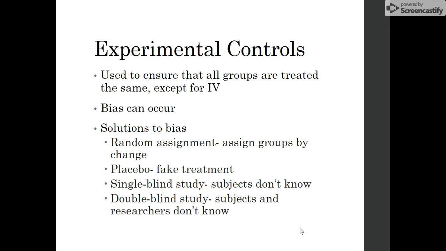For experimental controls, you want to try to have controls on your experiments. They're used to ensure that all groups are treated the same, except for the independent variable, because remember, the control group doesn't get the independent variable. We're trying to make sure that bias doesn't occur, so that you don't purposely influence the results of your experiment. One way to do that is random assignment. You can randomly put people in the control group or the experimental group. Like every third person is part of the experimental group, and everybody else goes with the control.